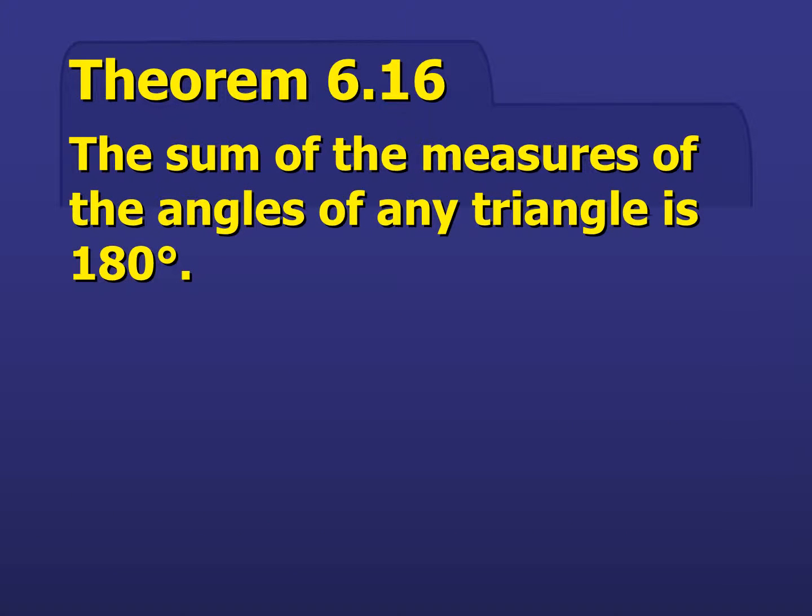All right, so now let's take a look at this really important theorem, which says that the sum of the measure of angles of any triangle is always going to be 180. That's helpful because if you're missing an angle, all you have to do is make sure that all the angles add up to 180.